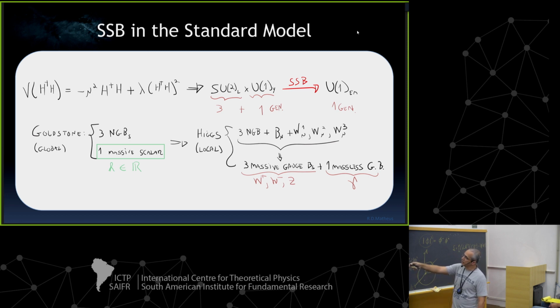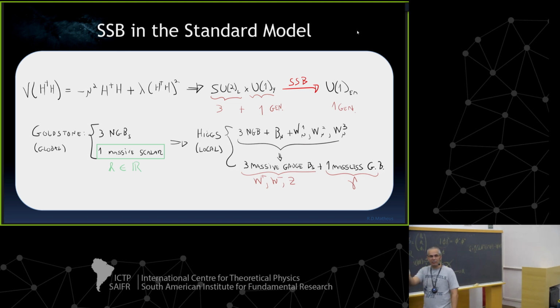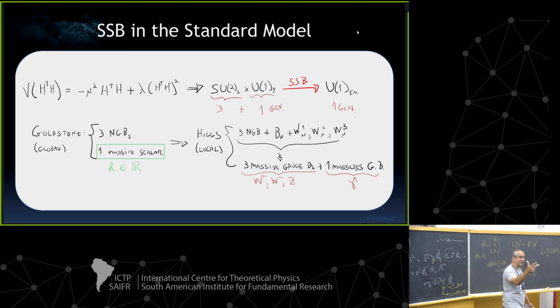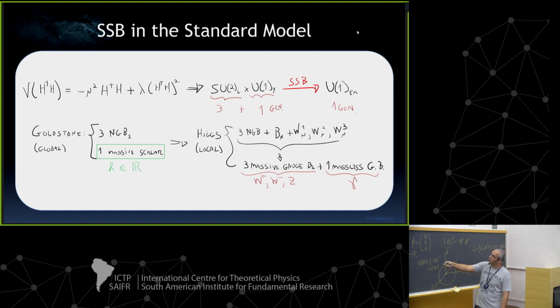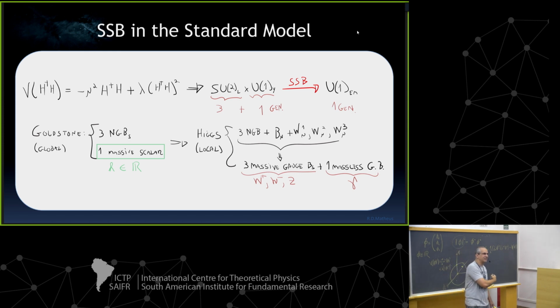So the Higgs had 4 degrees of freedom. Because I broke 3 generators, there will be 3 Nambu-Goldstone bosons, which will give mass to the W plus, the W minus, and the Z. Right? And you're left with one massive scalar that we finally found in 2012. That's the massive scalar predicted by the theory.